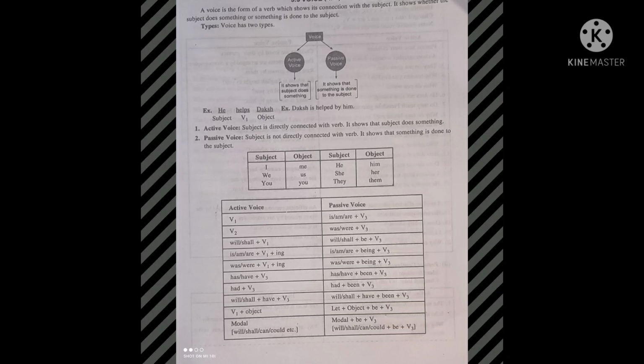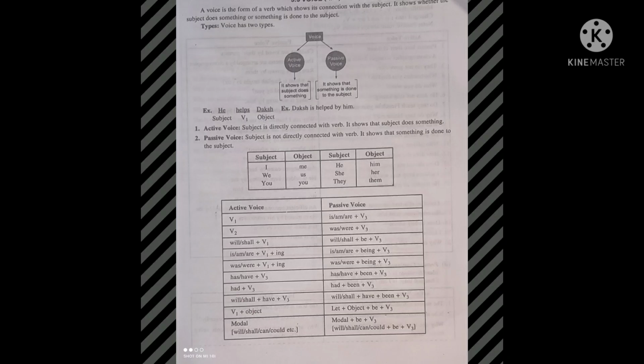Example is given. One can learn from this example. Firstly, active voice. Subject is directly connected with verb. It shows that subject does something. Now passive voice. Subject is not directly connected with verb. It shows that something is done to the subject.